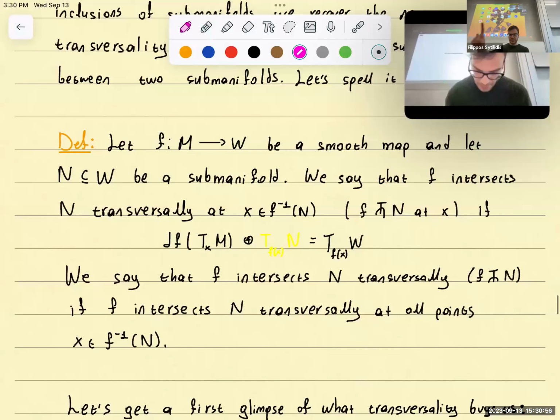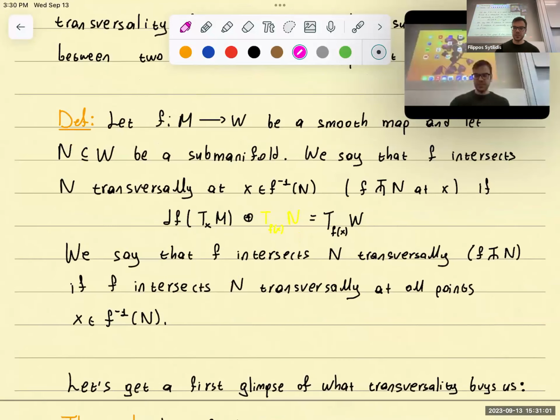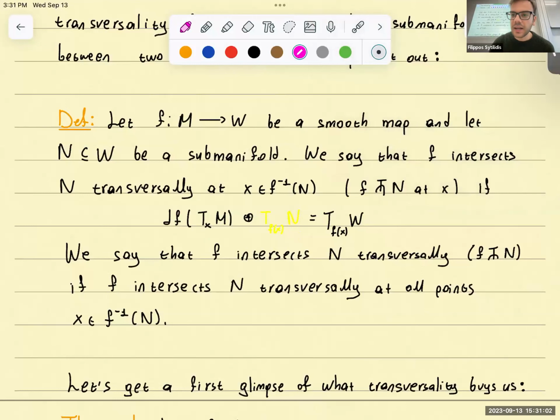So hold that thought. Let me give you one more definition, and then we'll see if there's still an issue. So if you have a smooth map and you have a submanifold of W, then f will intersect N transversally at that point, again, if it's the same condition.